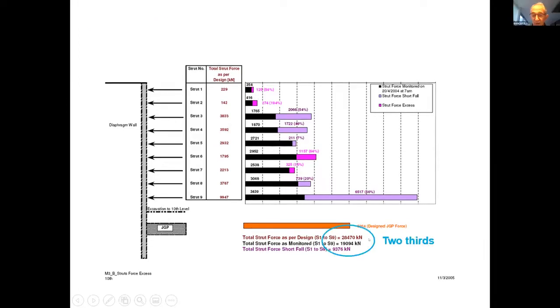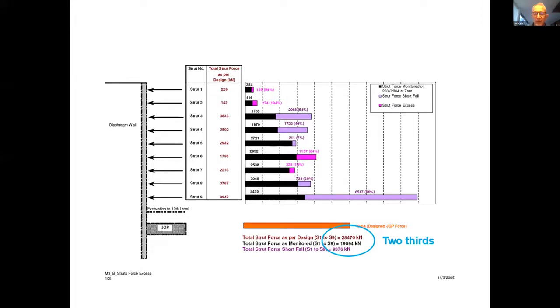And if you look at overall, the sum total of all the forces in the strut, the design should have been 28,000 kilonewtons, and the actual measured was 19,000, which is 2/3. So if you think of a factor of safety of 1.5 on supporting the soil pressure with forces in the struts, then when you've got 2/3 of the design value, it means that you've got absolute equilibrium of 1, a factor of safety of 1 on the measured strut forces against the force in the wall. So this is obviously a precarious situation.